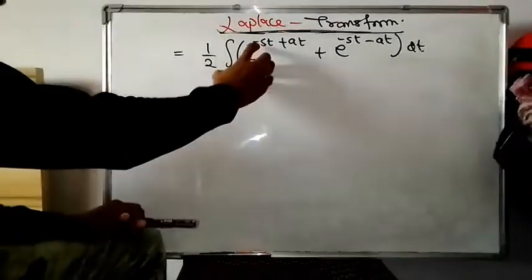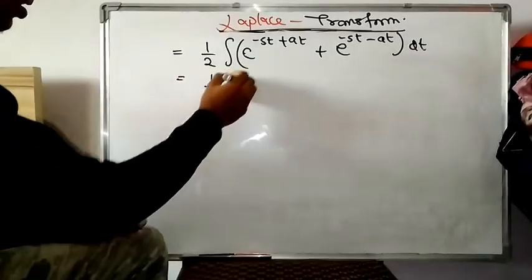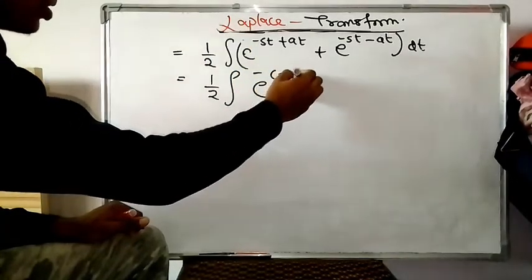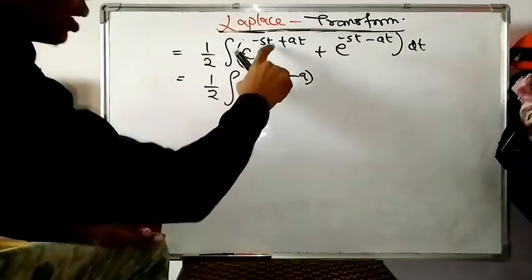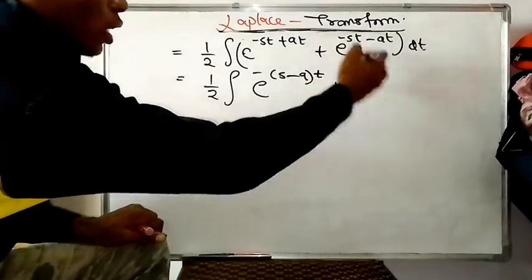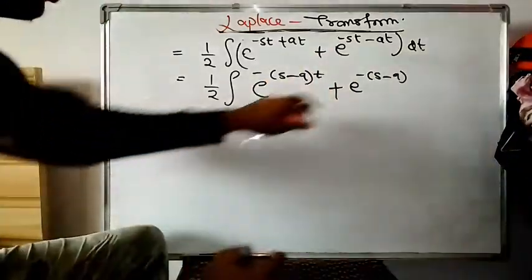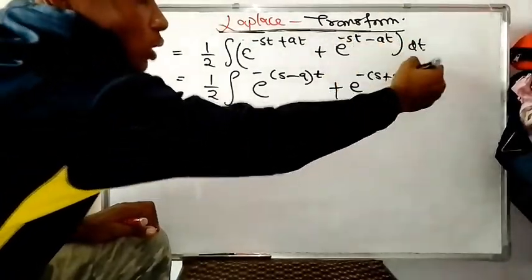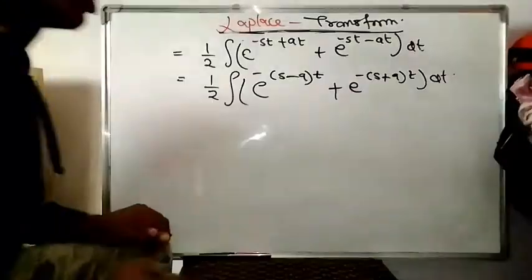So now let's continue. Let me simplify the minus sign outside of this power. So we'll be having 1 over 2 open bracket exponential. Now taking minus out, I'll be having minus open bracket s plus a, t, plus exponential. Taking out minus, we'll be having minus open bracket s minus a. Plus a, because minus times plus becomes minus, right? And factoring out t, I'll be having t, with respect to t. So then I can integrate it.